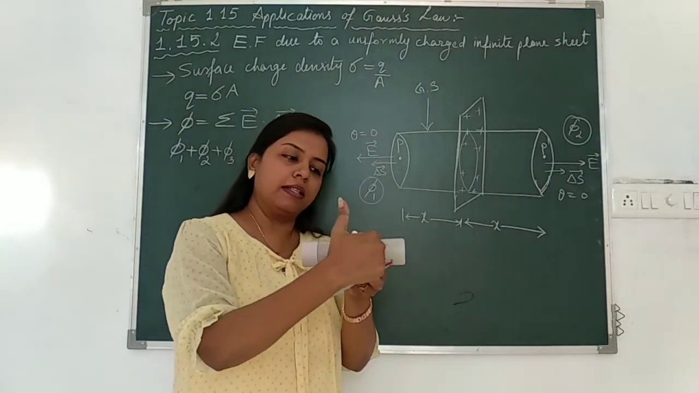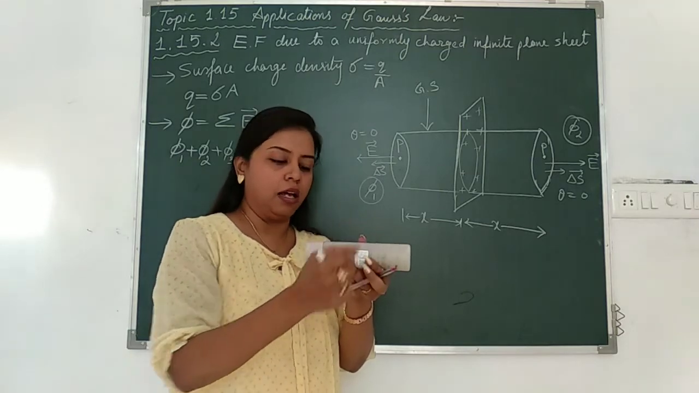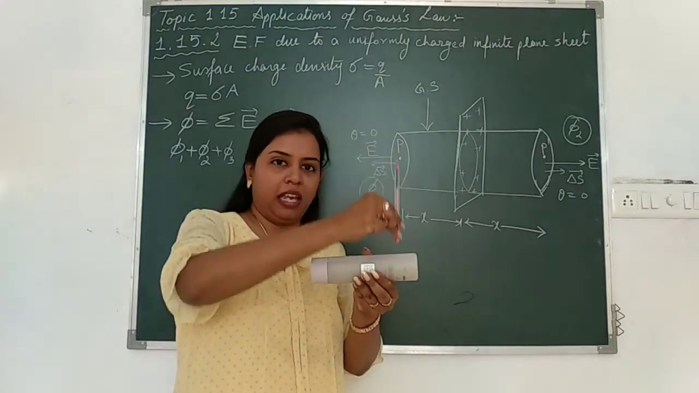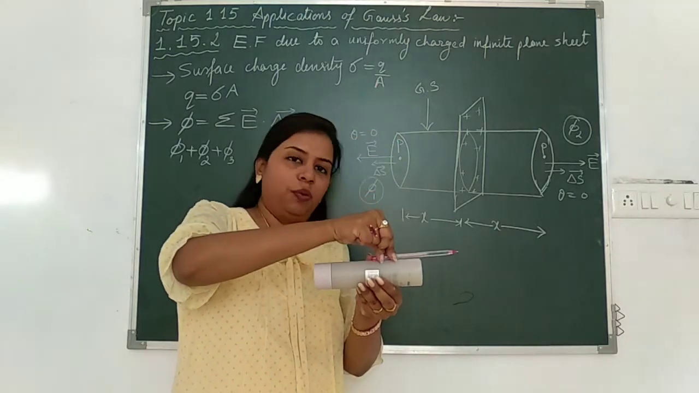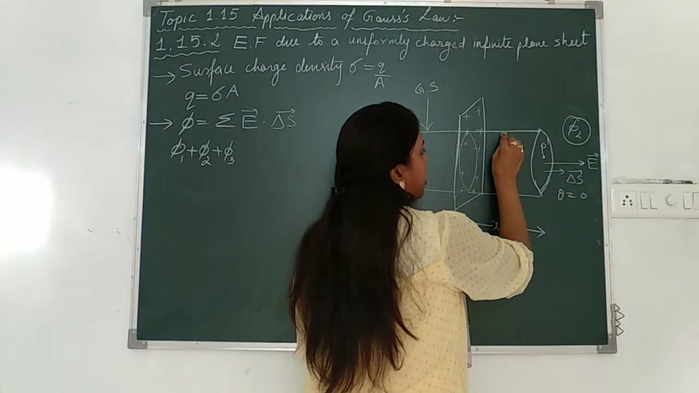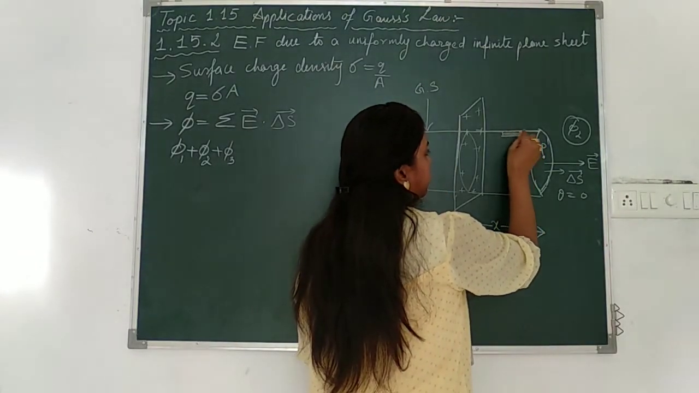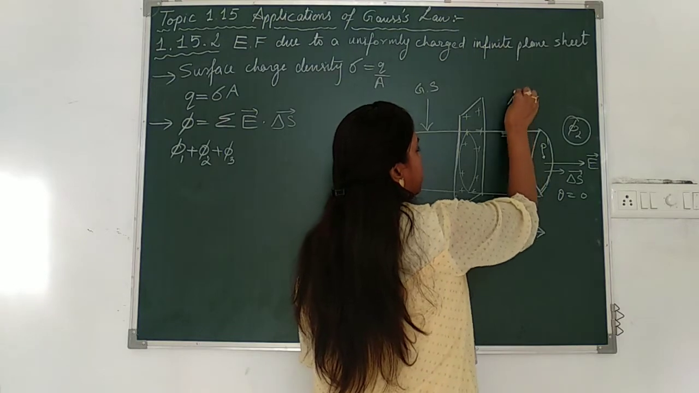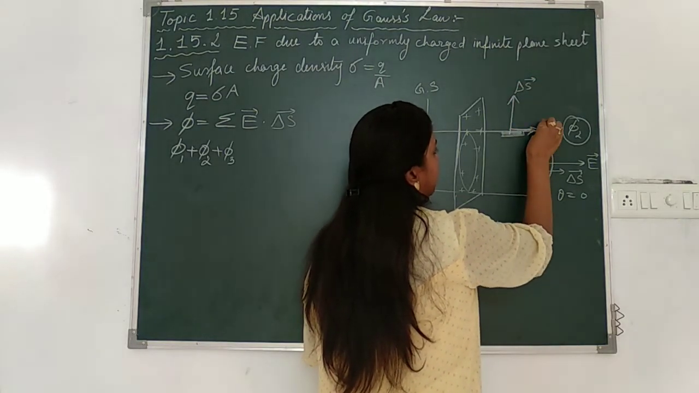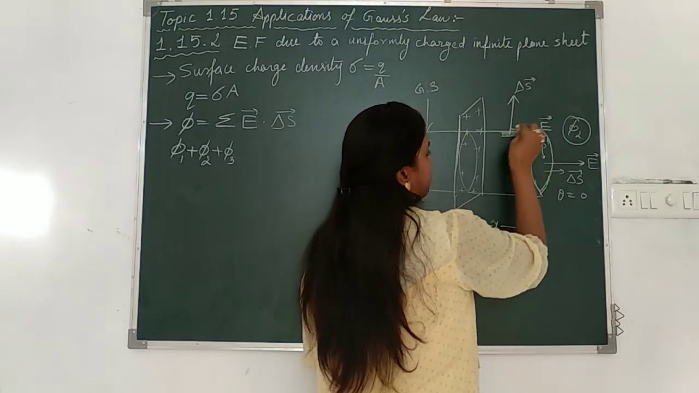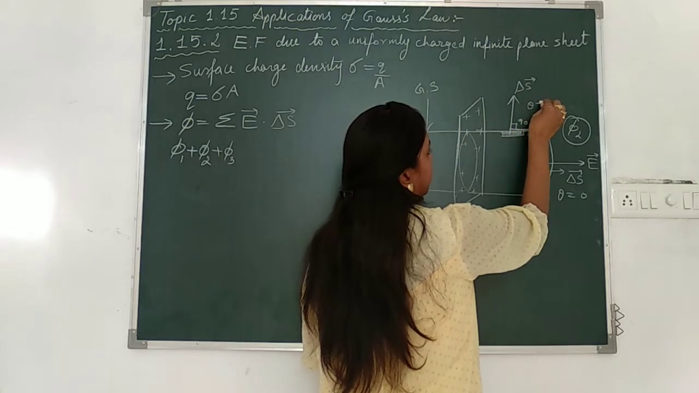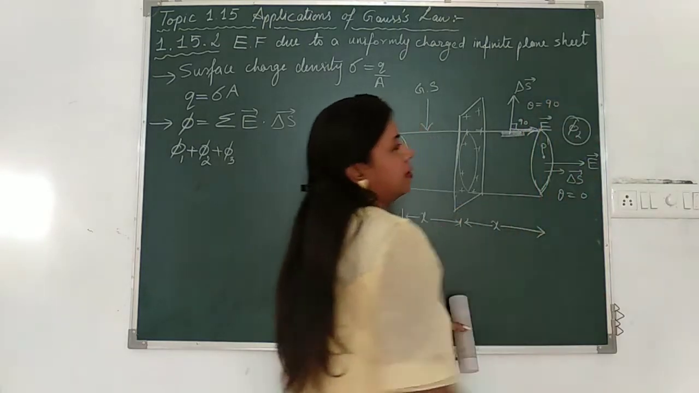So suppose I am considering this area. So the area vector will be perpendicular to the area and the electric field will be again in the same direction, this direction. So if I am considering this area, then this will be the area vector and this will be the direction of electric field. Just see the angle here. So your theta is equal to 90.